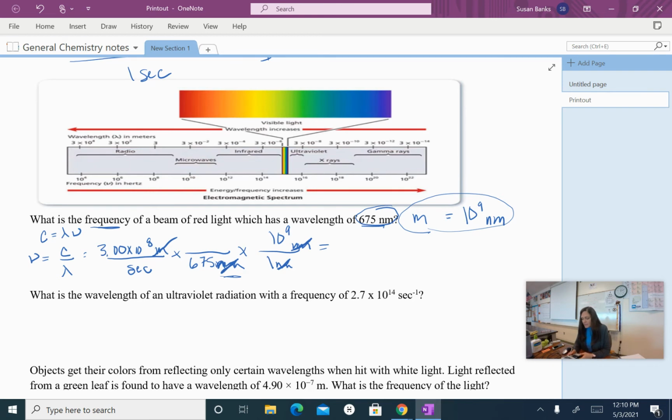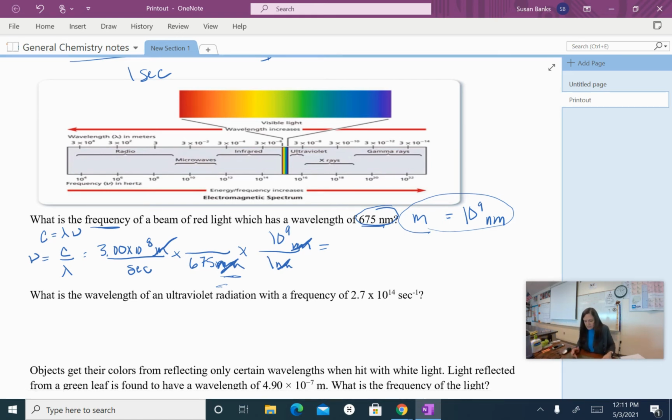Okay? Then we're going to divide by 675. And then our next step, we need to multiply it because the 10 to the ninth is on the top. We're going to multiply by 10. And then this one, you're going to want to use your caret key. And the caret key is right above the divide sign. So this little caret key, 10 to the ninth.